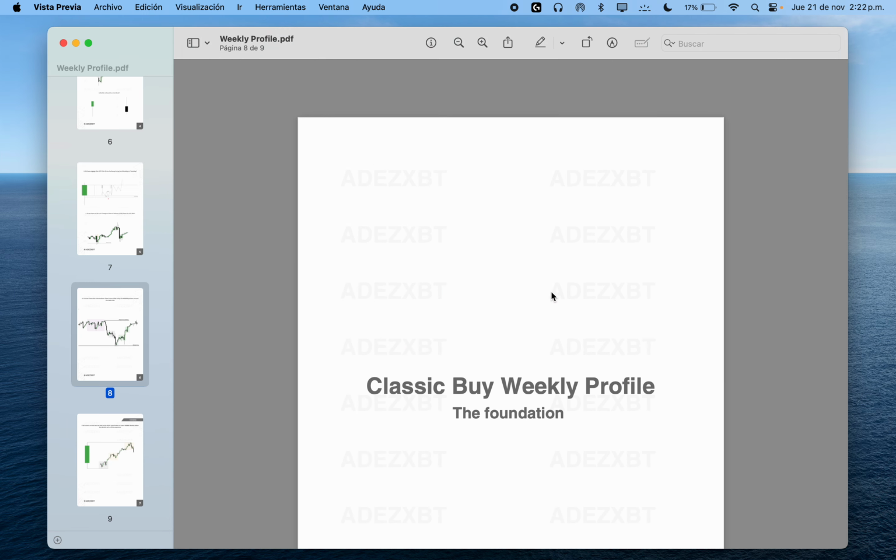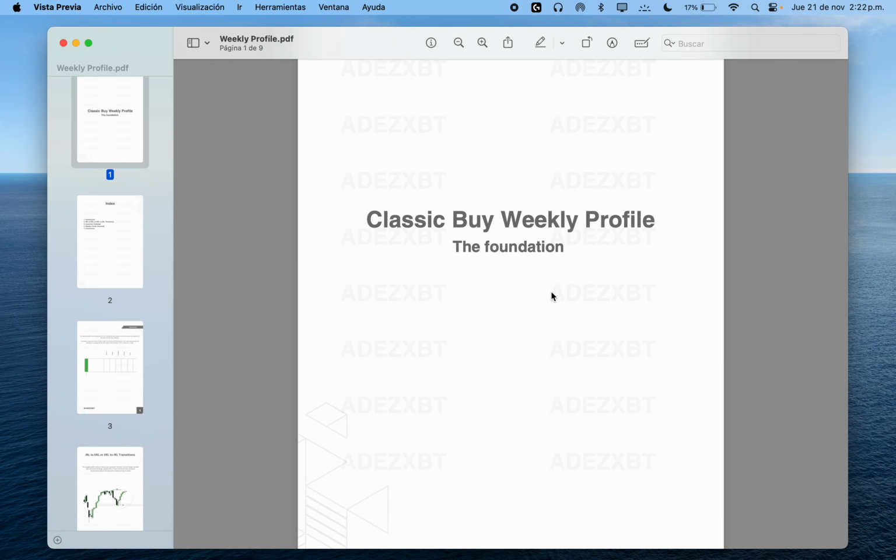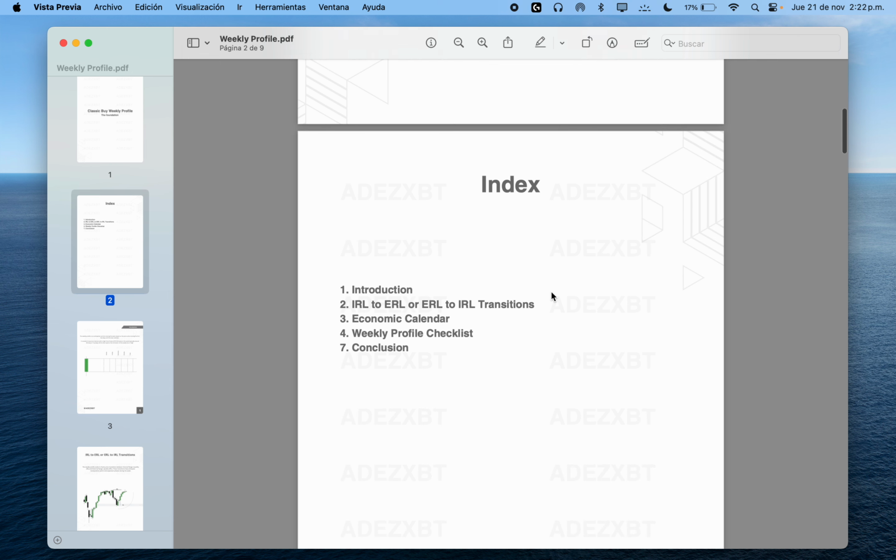So let's continue with weekly profiling. The profile that I'm going to teach you is the weekly one. This can easily be applied to the daily chart, so if you see me talking about the weekly, this is fractal, so you can use it on the daily too. And I'm going to show you examples using the daily.